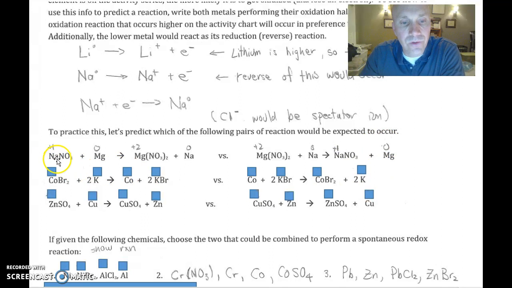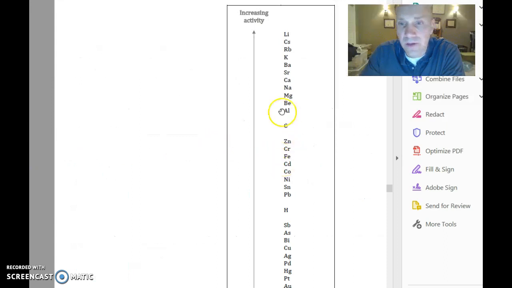And then what we're going to do is just say, all right, let's identify the metals and find where they are on the activity series. All right, so we've got sodium and magnesium here. Sodium seems to be higher than magnesium. So what that means is that sodium is the metal that would more likely get oxidized compared to magnesium.